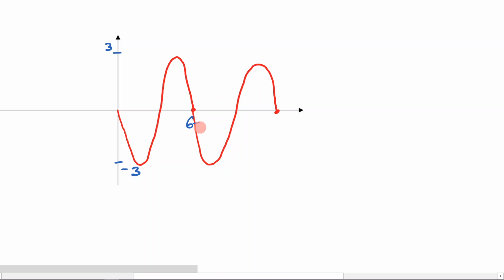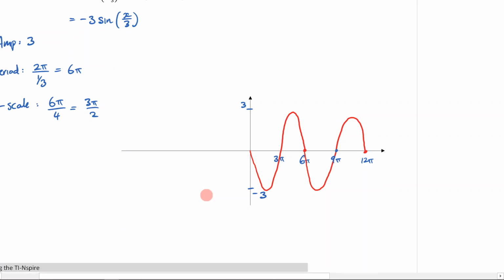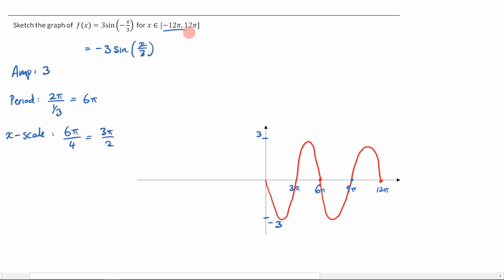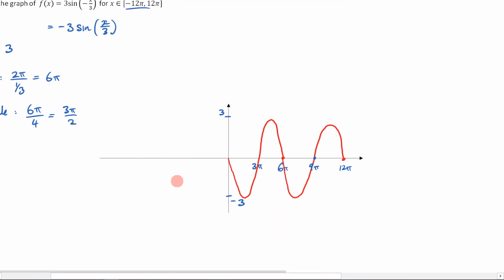So this is 6 pi, and this is going to be 12 pi. And then I could just halve it to find this one. This is going to be 3 pi, and then this one obviously is going to be 9 pi. So I don't need to use my x scale if I don't want to. That's just the easy way to do it. Now, as you can see, I also have to go backwards. So that's going to be interesting.